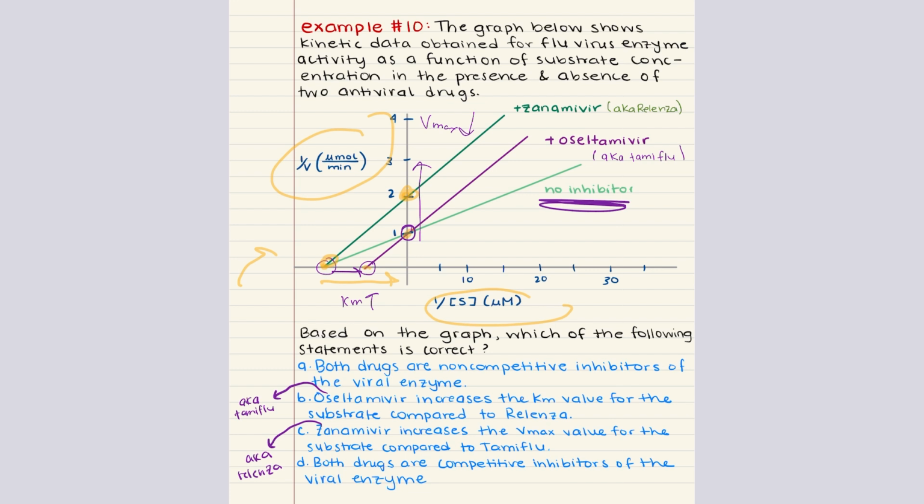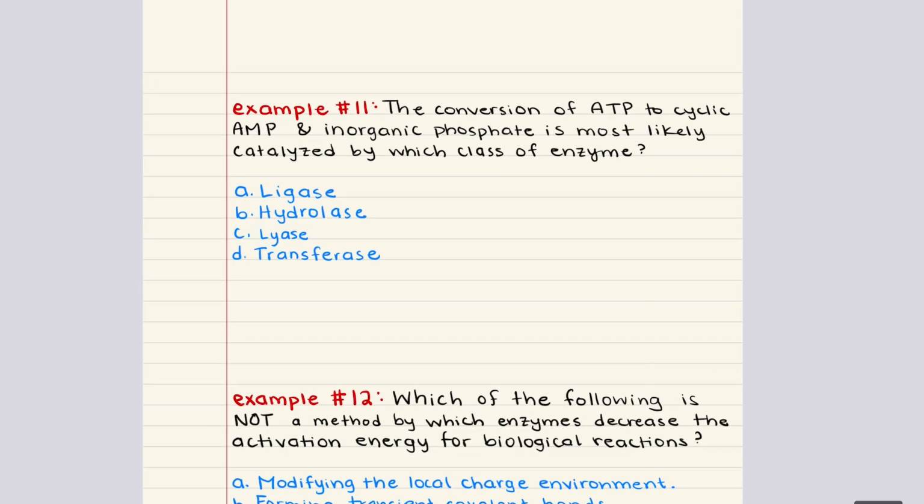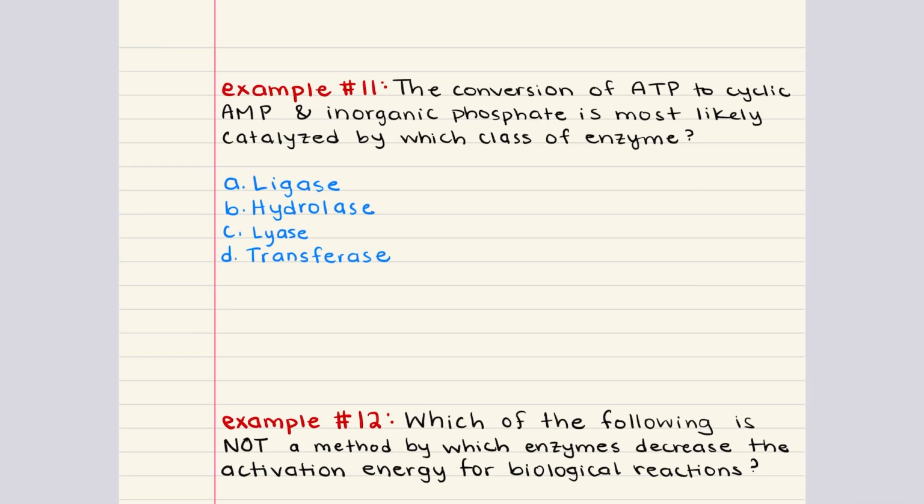But here's the thing, the question isn't asking us to categorize the drugs. It's asking which statement is correct based on the graph. And out of the 4 options, only B is true. Tamiflu increases the Km value for the substrate compared to Relenza. So 10 is B.